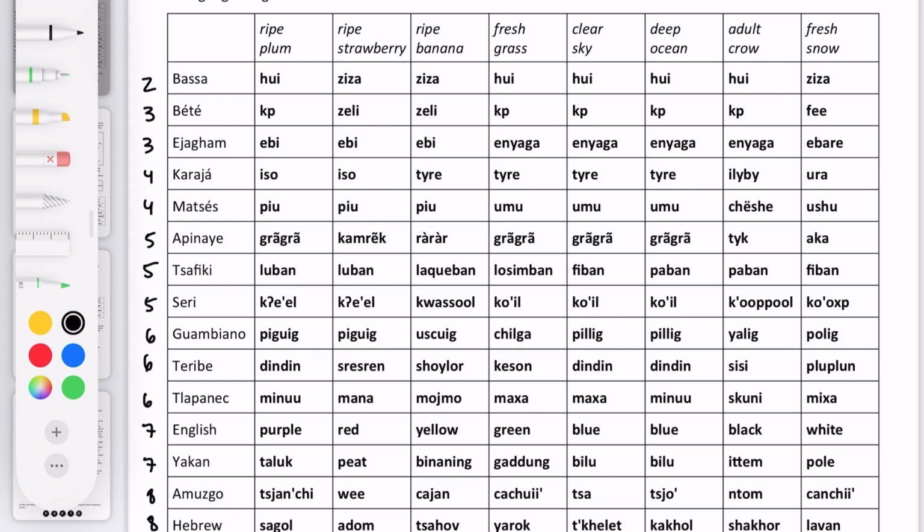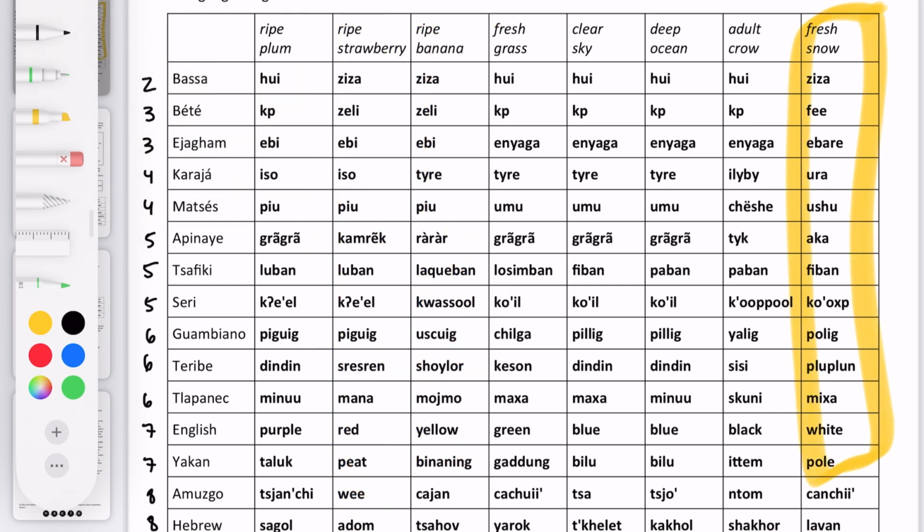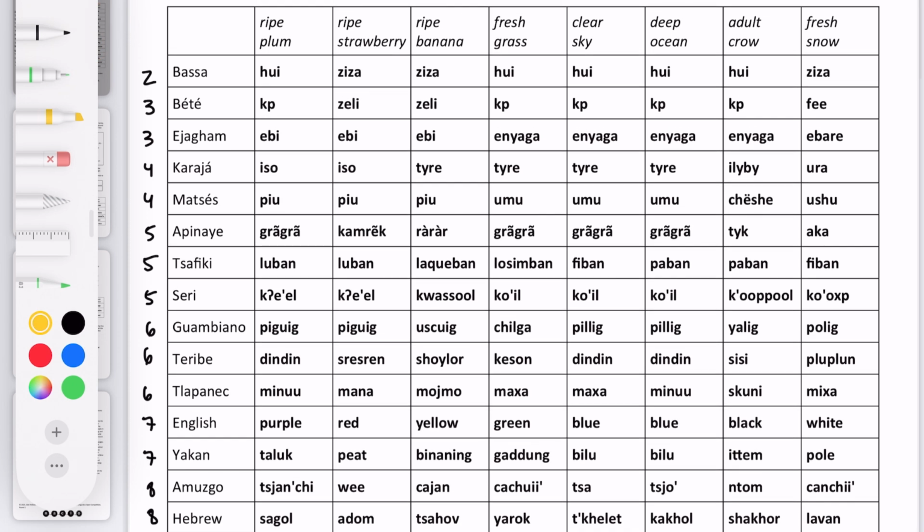So the easiest way to start with this rule is to look at the Basa language because it only has 2. So we know one of the color terms is going to be Ziza, and we know one of the color terms is going to be Hui, which means we know A or B is going to be either ripe strawberry, ripe banana, or fresh snow. We can look at Ziza because there are fewer of them and compare each of these columns to all of the Hui columns to see if there are any that are going to be completely different all the way through the whole chart. And that will lead us to a possible answer for the other matching column, which would be the other of A or B in this case.